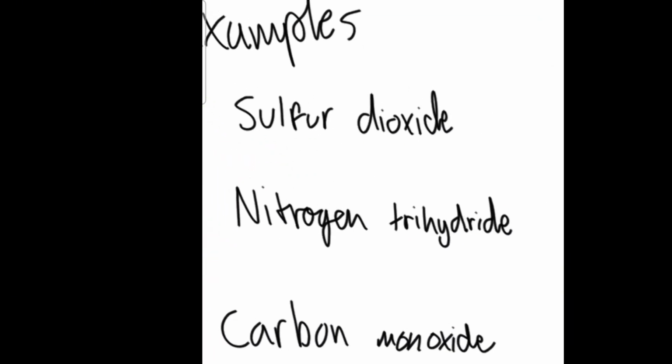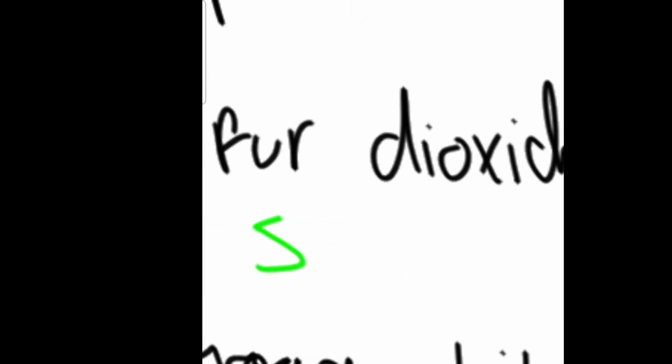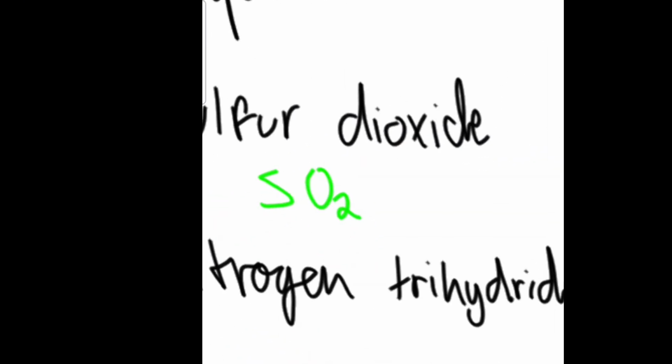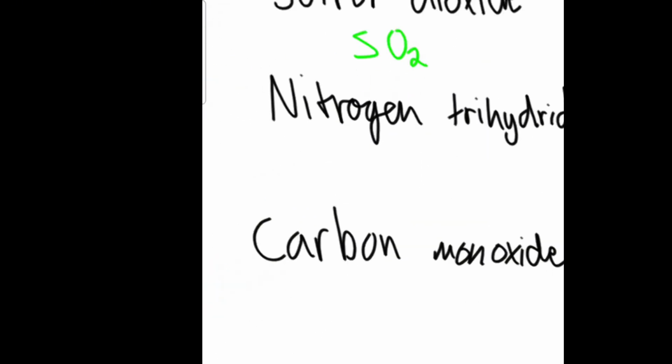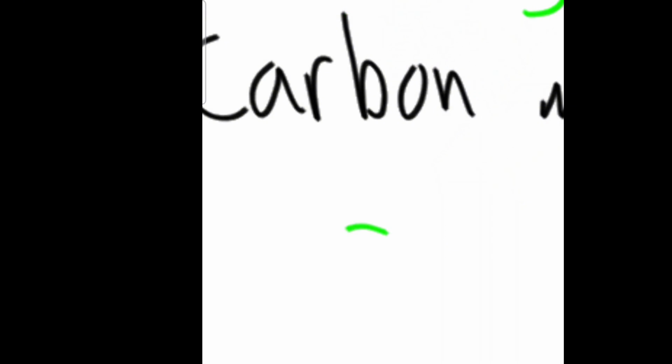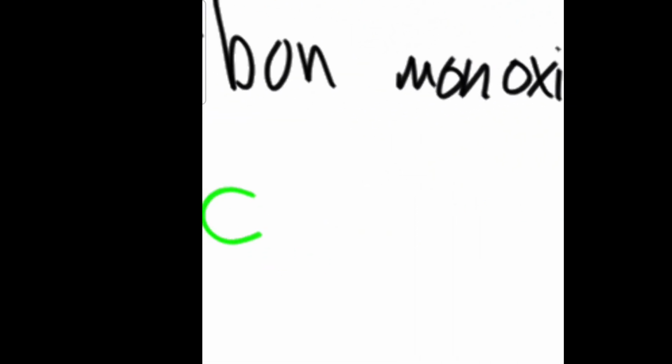Okay, we're going to move on to these. Sulfur is SO2, because di, and then we have oxygen. Di means 2, oxygen means oxygen. Now we have nitrogen, and we have tri, which is 3, and we have hydride, which is hydrogen. This is actually ammonia, not ammonium. Ammonia. Ammonium is with 4 hydrogen. Now we know carbon and monoxide, which is just O.